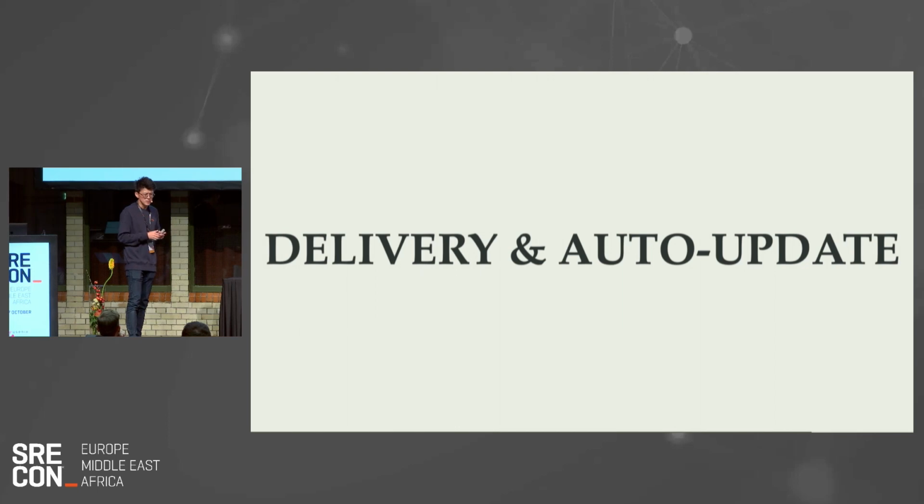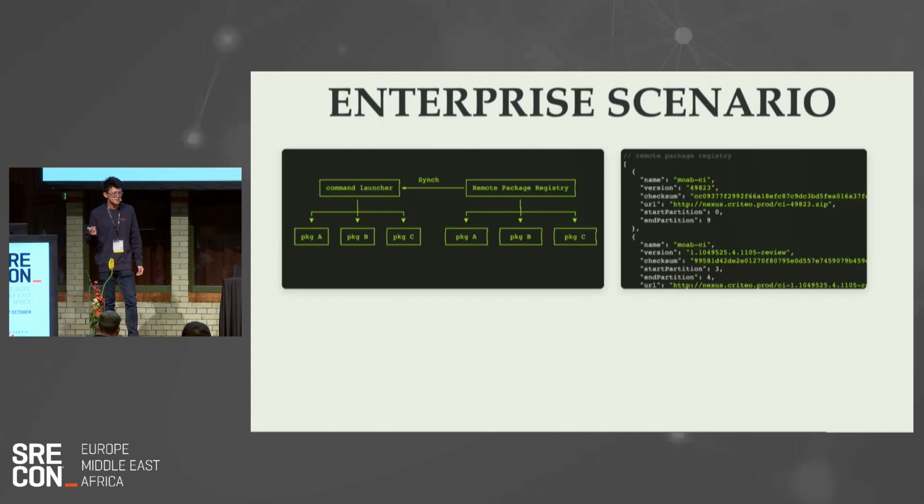I want to talk about delivery and auto-update. There are two scenarios, enterprise scenario and personal scenario. For the enterprise scenario, for example, at Criteo, we want all the developers to have a specific group of commands for build, test, etc. And for the CI servers, probably we want a different set of commands for a different use case. So we introduced a remote package registry. It's simply a JSON file that lists all the available packages to the command launcher. So command launcher just synchronizes with the file, to make sure its local copy is always up to date with the latest version of the command.